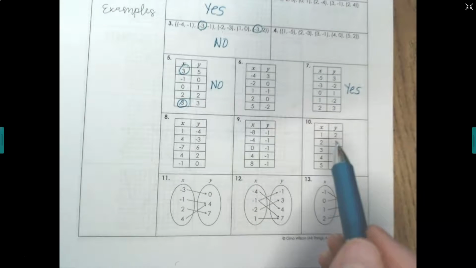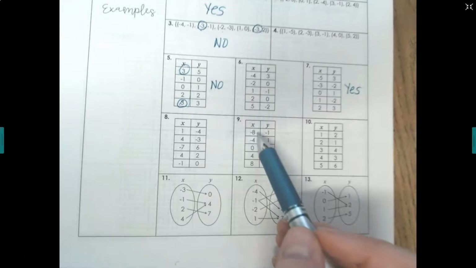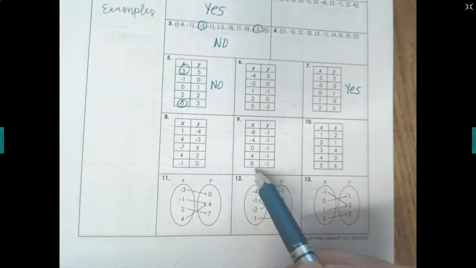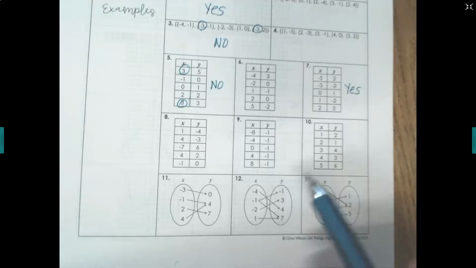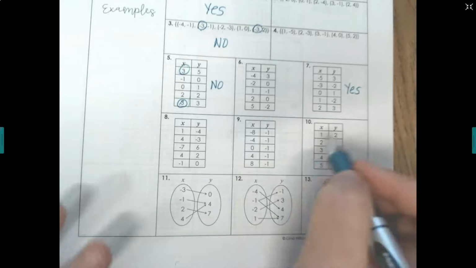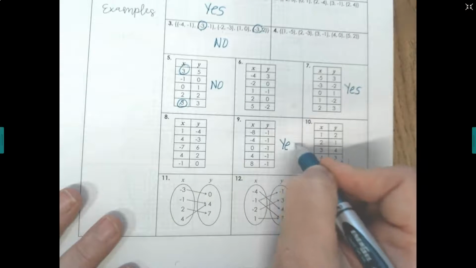One more time with the table of values on number 9. We have -8, -4, 0, 4, and 8. None of the x values repeat. They're opposites. One's positive, one's negative, but they'd have to be exactly the same x value, so this is a function.